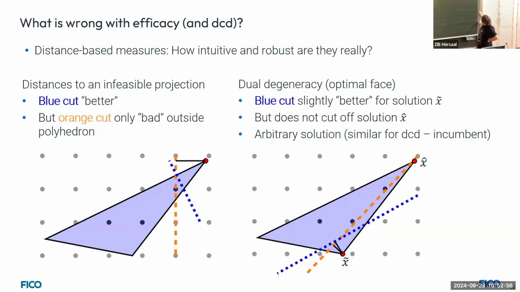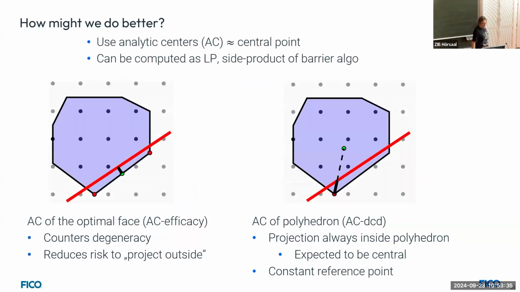And here again, the blue cut shows the larger efficacy. Also, if this was the incumbent solution, the same problem would apply to the DCD. But from looking at it again, the orange cut would also cut off this node over here. So you would actually see a rise in the dual bound, which is the preferable thing to have after a round of cuts, where the blue cut would just lead to another alternative optimal solution, and you would still see your dual degeneracy here.